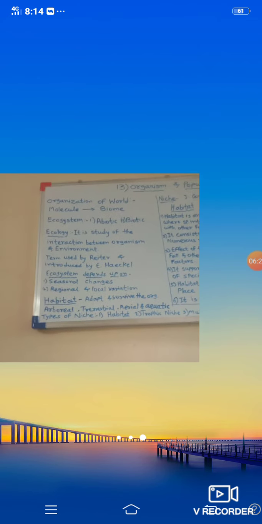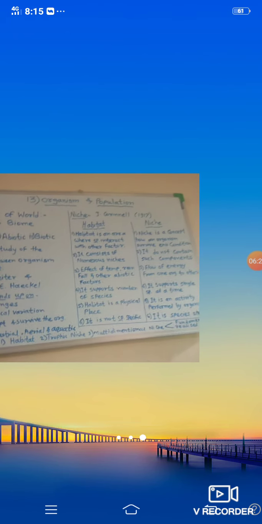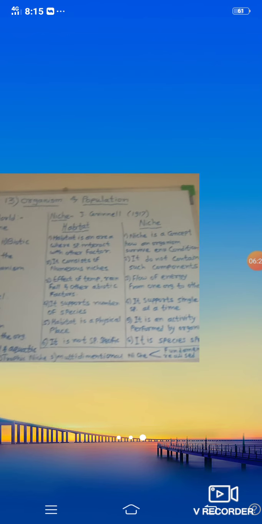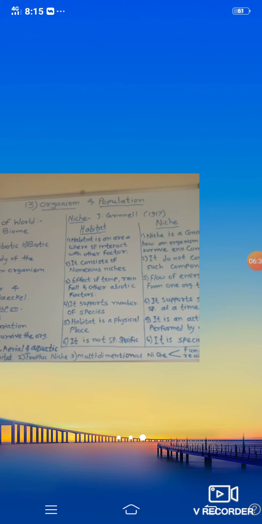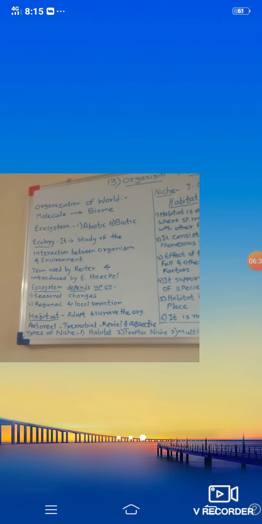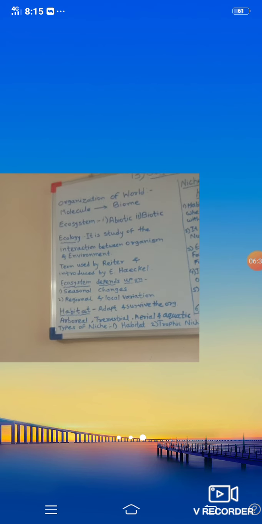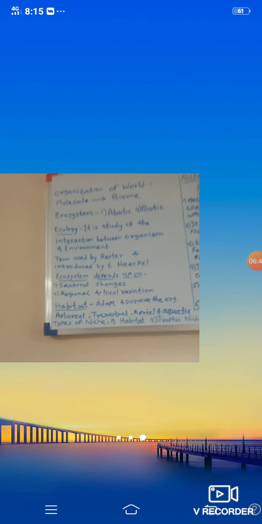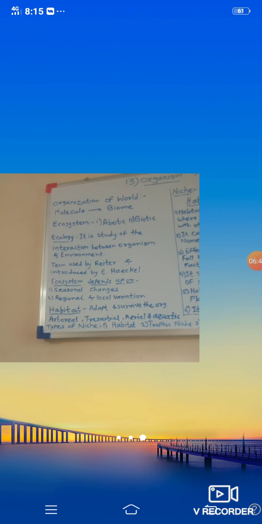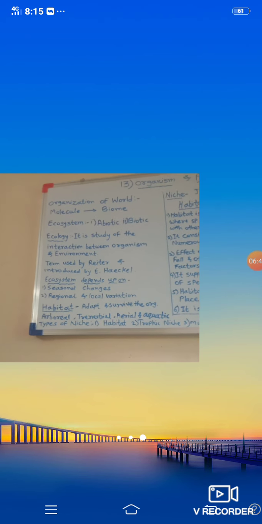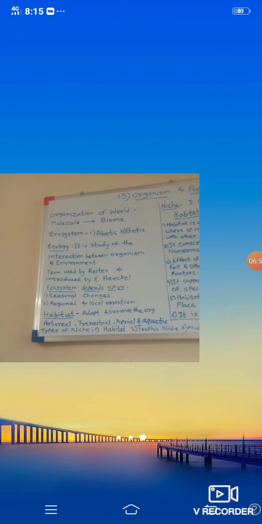So what is a habitat? Habitat means where the organism adapts and survives. The surrounding area of the organism is called a habitat. In that habitat, arboreal, terrestrial, aerial and aquatic forms are present.